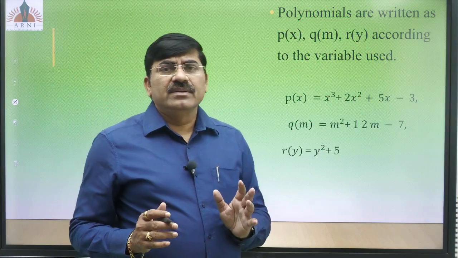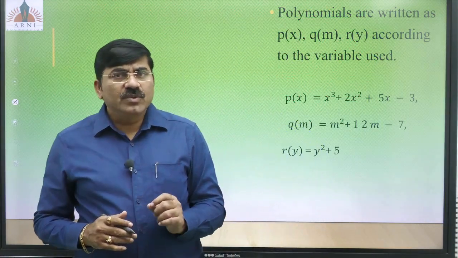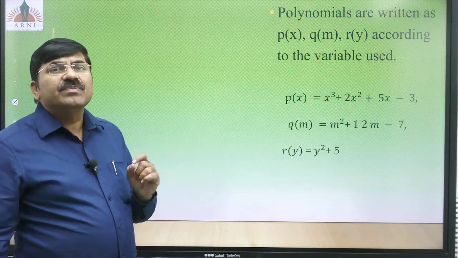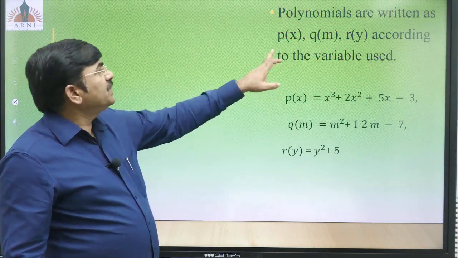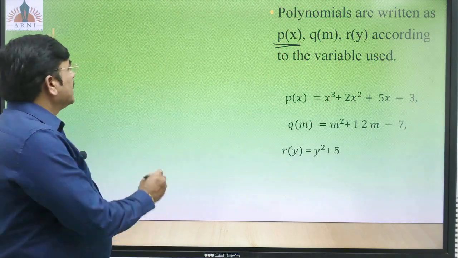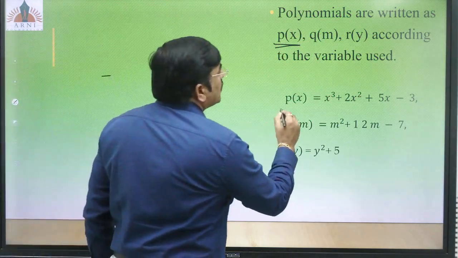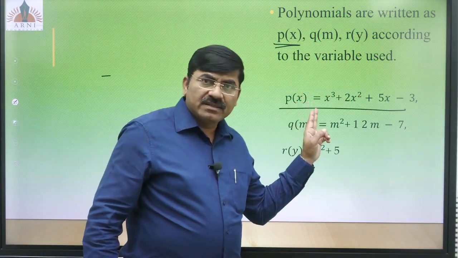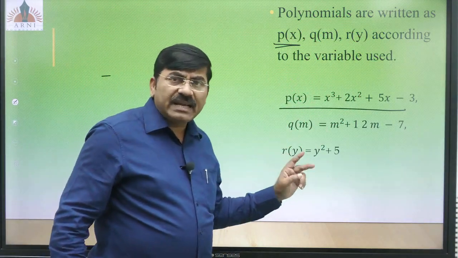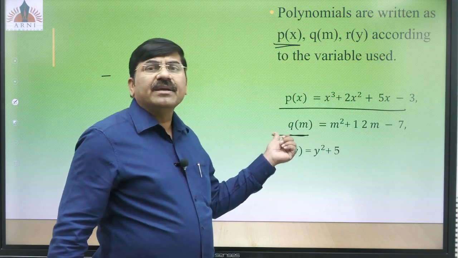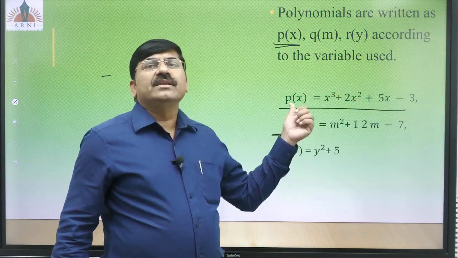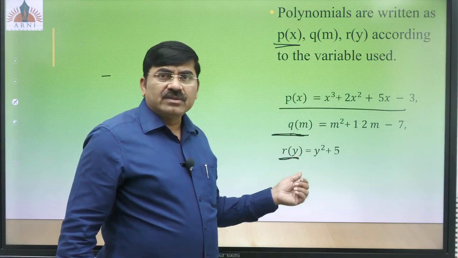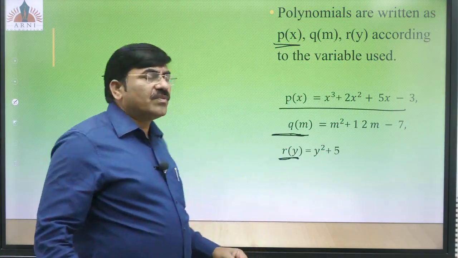Polynomials can be written in different forms. Suppose the variable used is x, then we will represent it as p of x. Here p of x shown means this is a polynomial in terms of x only, so this is a polynomial in x. If it is a polynomial in m, then q in brackets m, and then a polynomial in y. This is the representation of a polynomial.